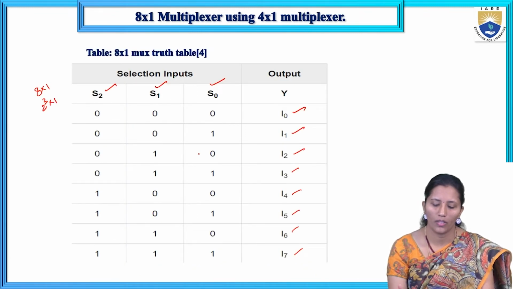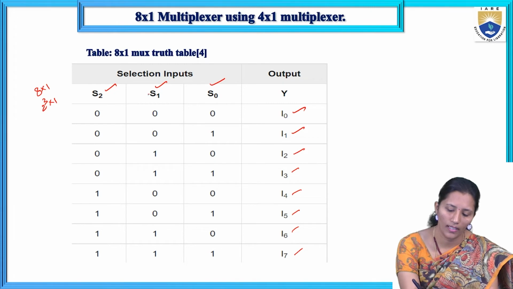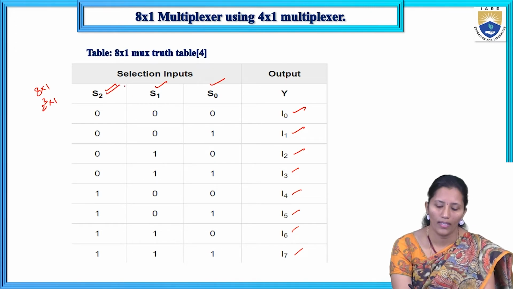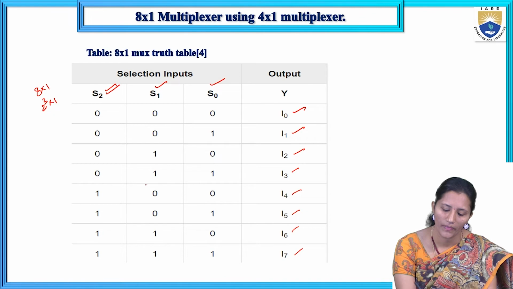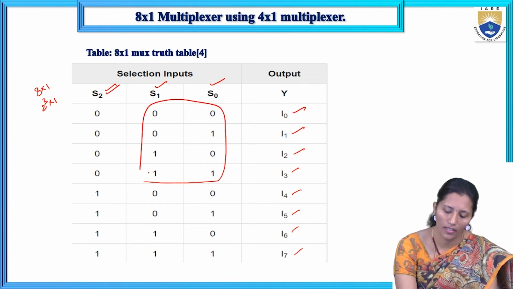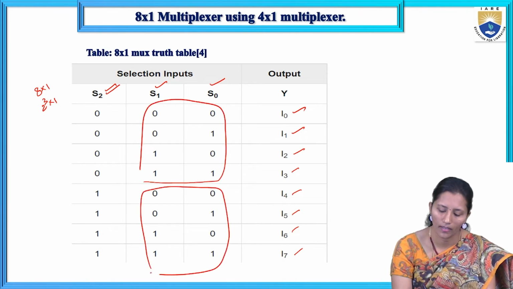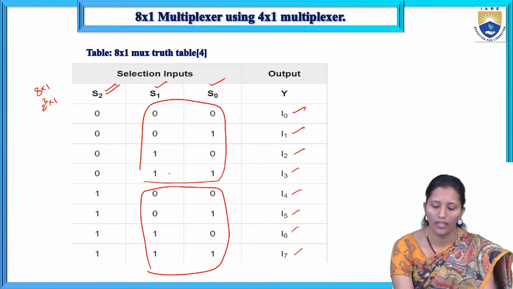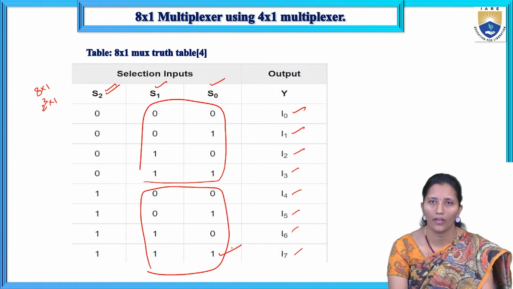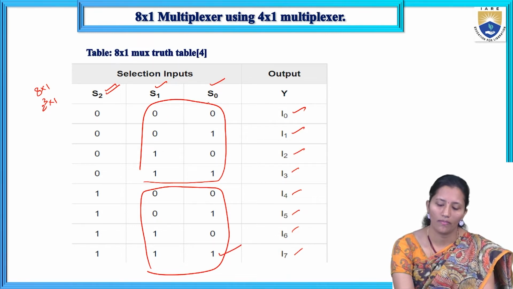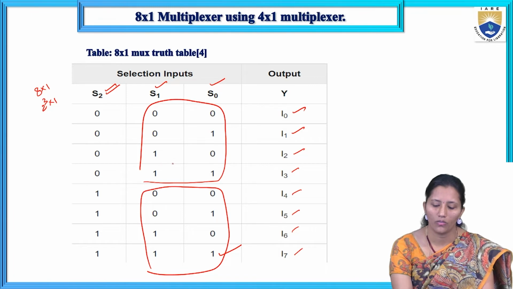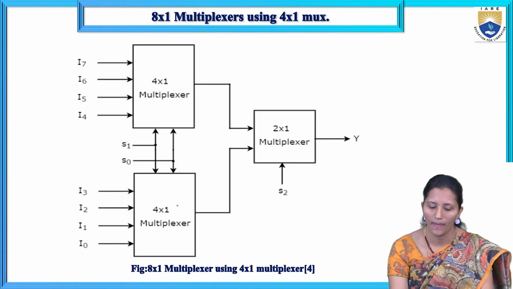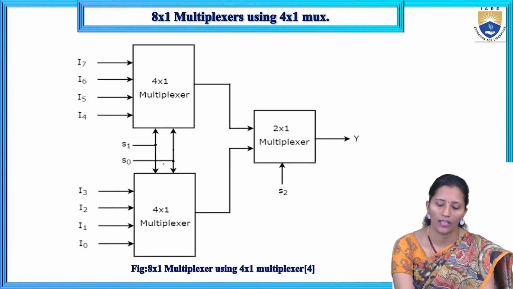If you observe this truth table, leave S2 and only observe S0 and S1. See, these two values will be the same, repeating: 0 0, 0 1, 1 0, 1 1, then again 0 0, 0 1, 1 0, 1 1. So these S1 and S0, for both groups, are repeating. That's why we are giving S1 and S0 to both 4 by 1 multiplexers.